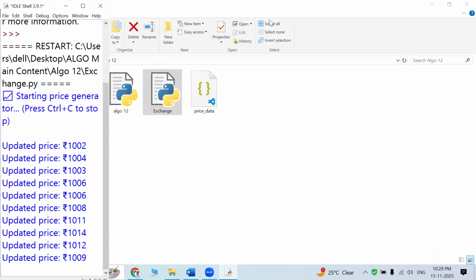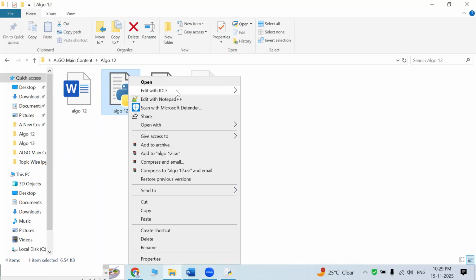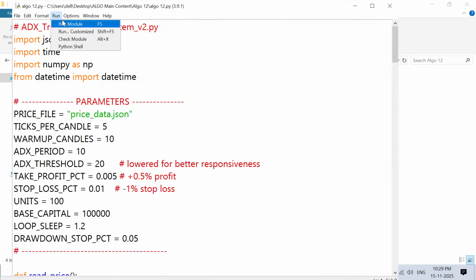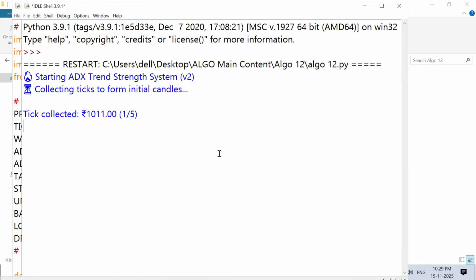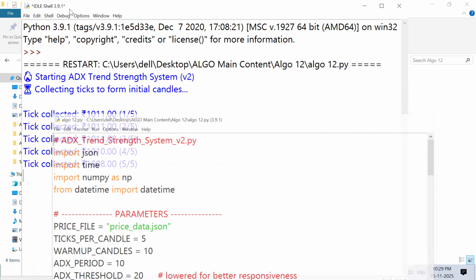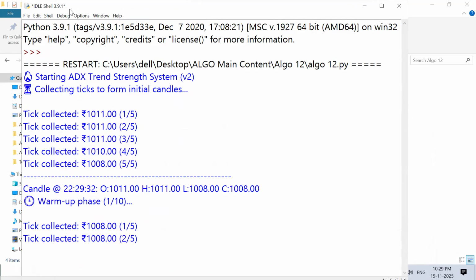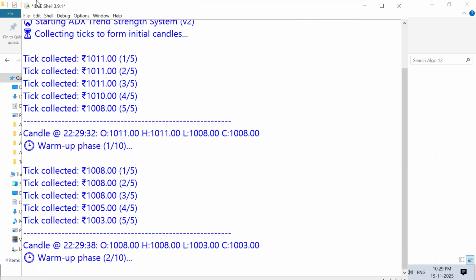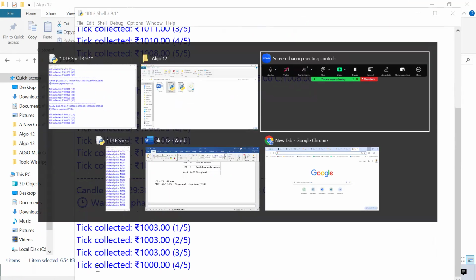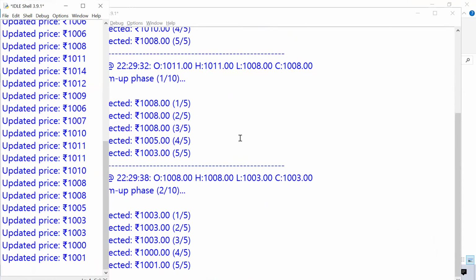So the mathematics which I have explained to you, I have coded over here in ALGO number 12. So it is a series of multiple ALGOs I wrote. Okay, now this is collecting a price. Let me close this and keep both the files side by side. So this is my ALGO. The second file is the price file. Okay, let me just adjust it.